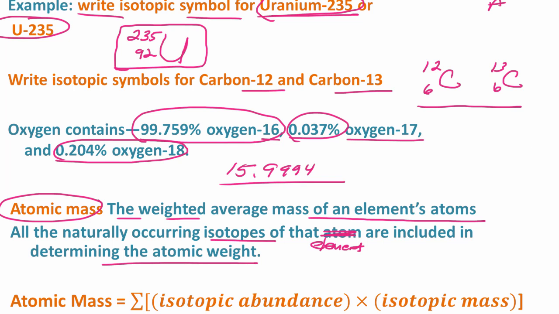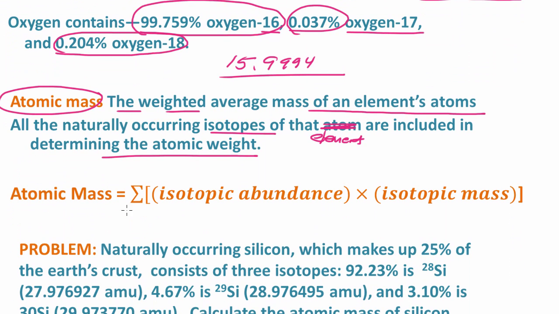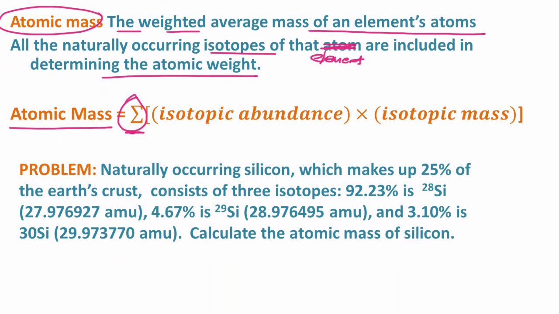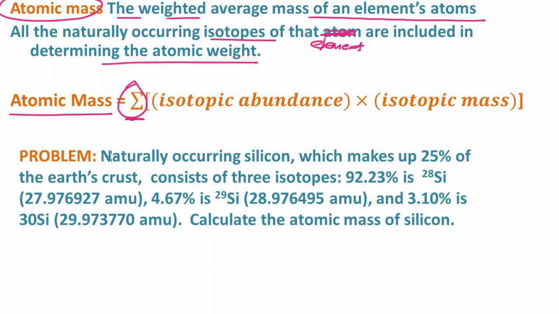Okay, so how do we determine an atomic mass? Well, what we do is we sum the isotopic abundance multiplied by the isotopic mass for each of the isotopes. We sum those together. That's what this symbol means. And that will give us the atomic mass of the element. So that's how the atomic masses of all the elements are found. Let's go ahead and take a look at what we have here. We're told that naturally occurring silicon, which makes up 25% of the Earth's crust, consists of 3 isotopes.